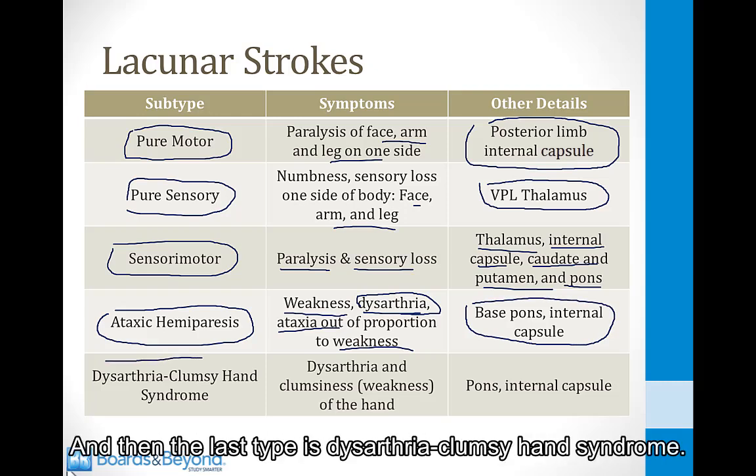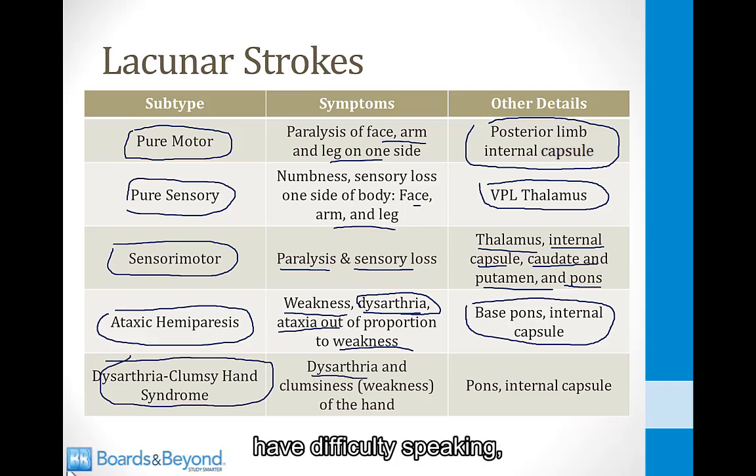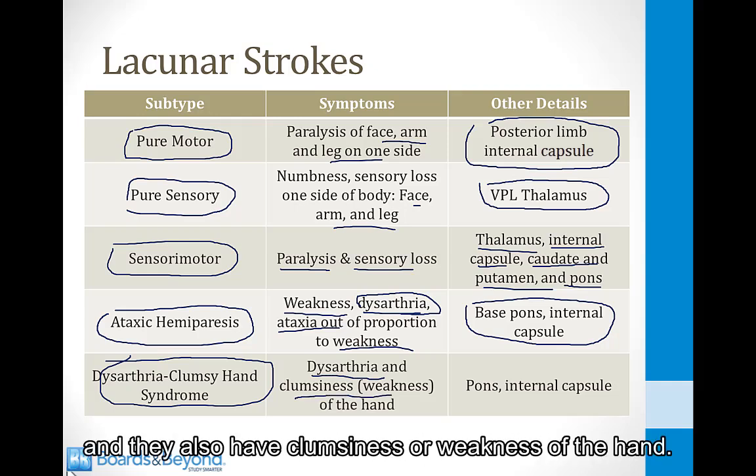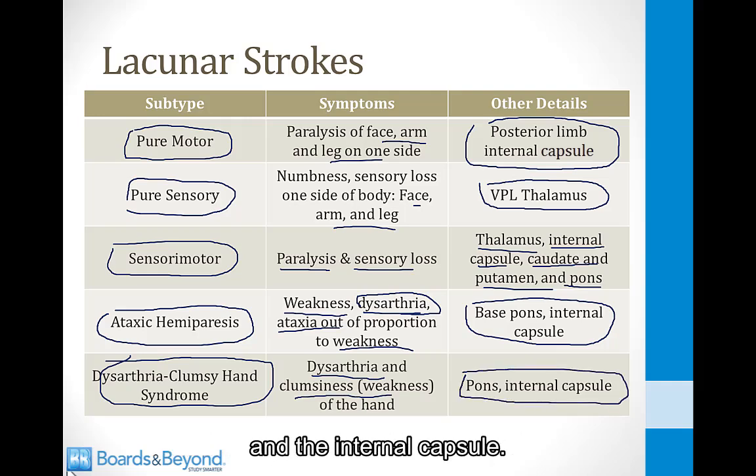And then the last type is dysarthria or clumsy hand syndrome. So these patients, as the name implies, have difficulty speaking, that same dysarthria we just talked about, and they also have clumsiness or weakness of the hand. And these patients had lacunae in the pons and the internal capsule.